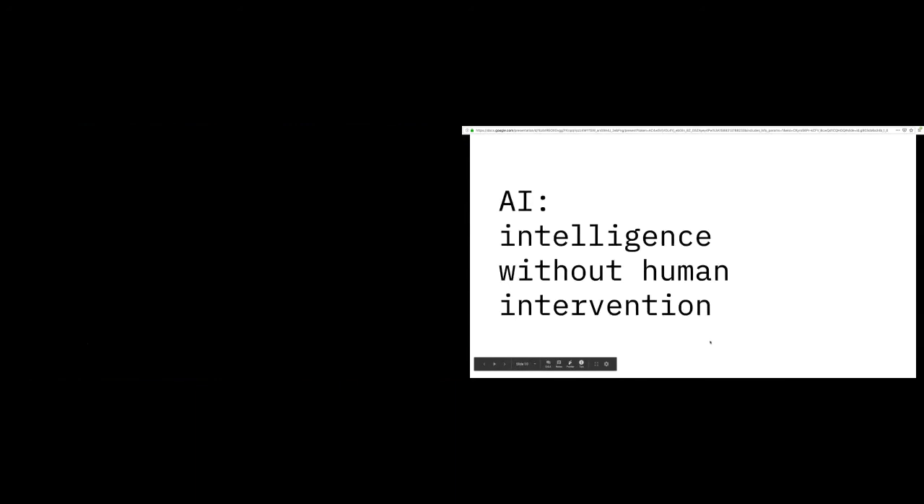And AI is just intelligence without human intervention, right? We want to create models. And what I mean by models: a model is something that you can feed data to and it will give you a predictive response. So what we want to do is do that very quickly and easily.